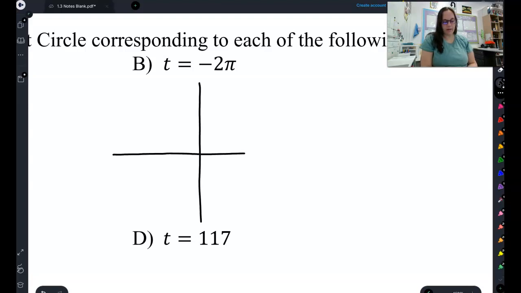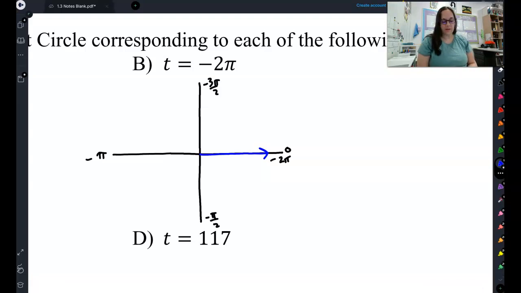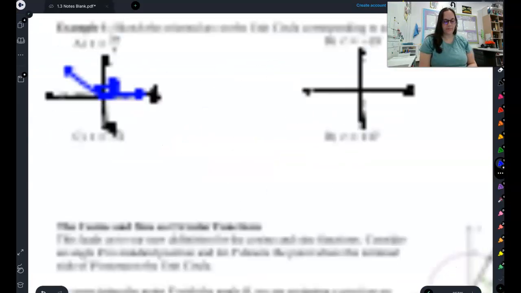-2 pi. Same thing with our labels, but now this time we're going negative, which means I really should switch these to go in the negative direction. Like that. Now I have my initial side always, and if I want to go -2 pi around, I'm actually going to end right where I started. But make sure that you're going clockwise for that negative portion of it.